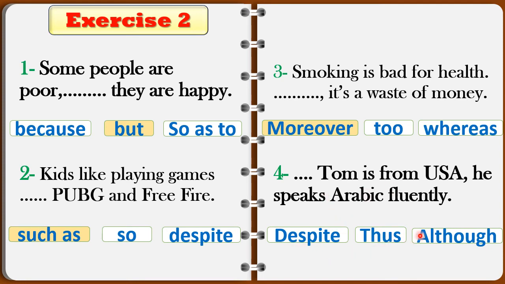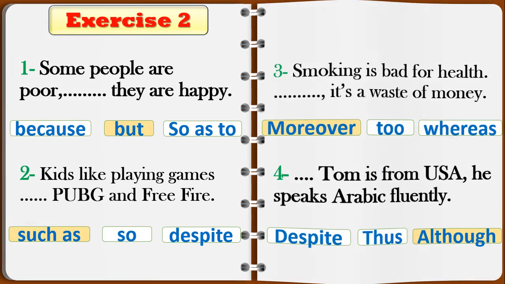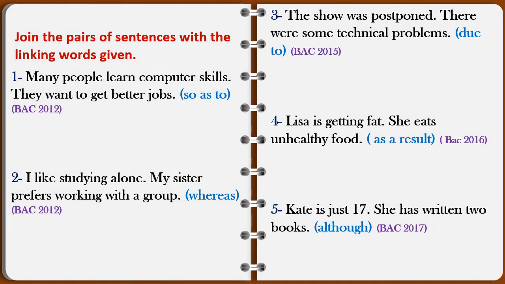But we have here despite and although. لهما نفس المعنى ولكن الاستعمال أيهما سنستعمل؟ Which one we will use? Despite or although? Of course it's although. Why? Because despite is followed by noun phrase. Here we have subject verb, so we cannot use despite. The last one, these are examples from baccalaureate national exam. أمثلة من امتحانات البكالوريا.